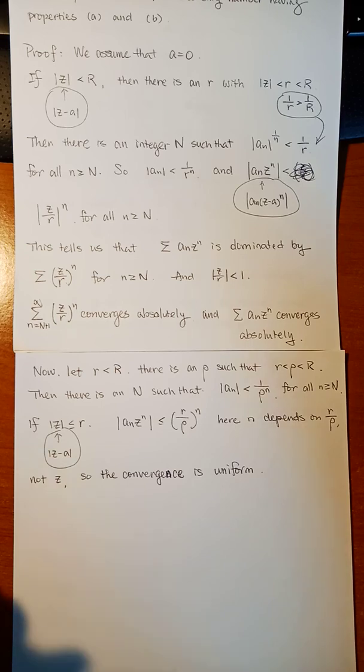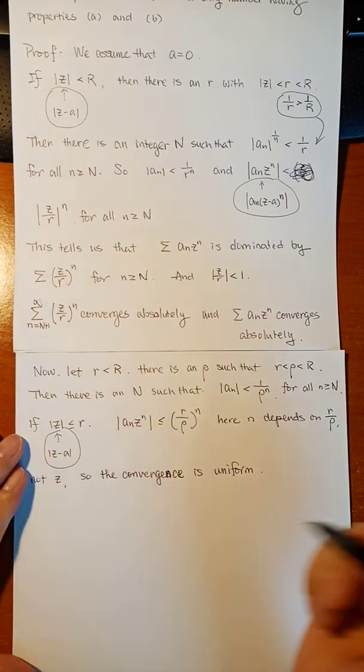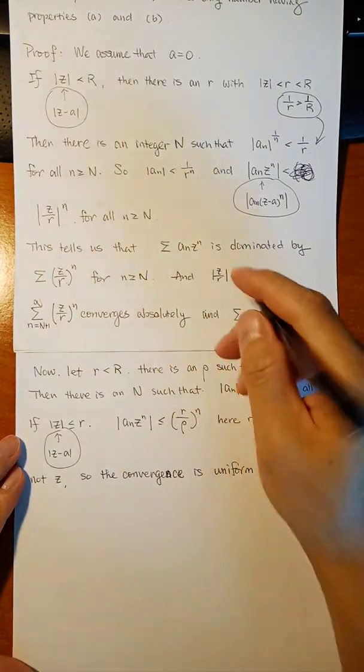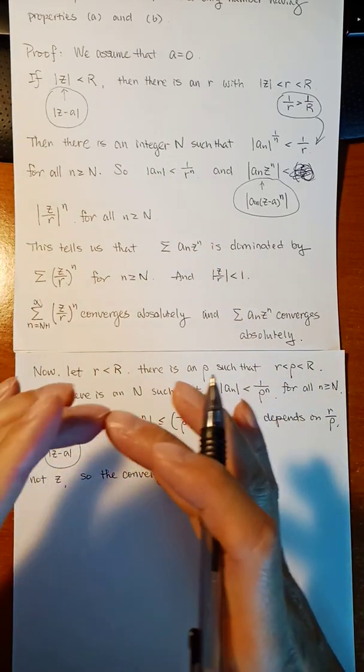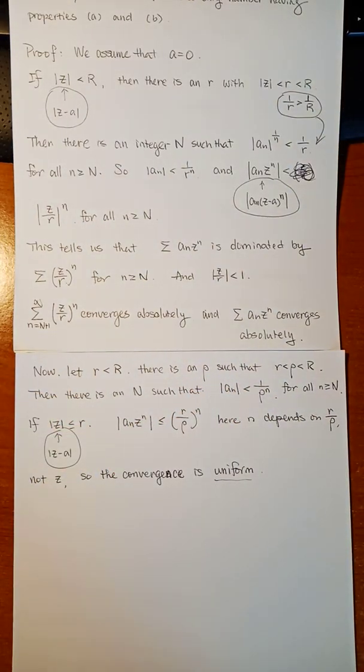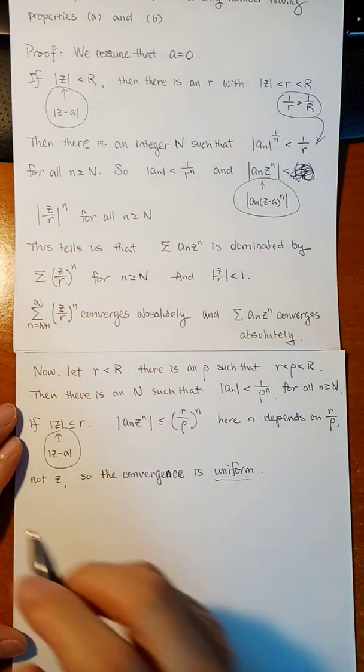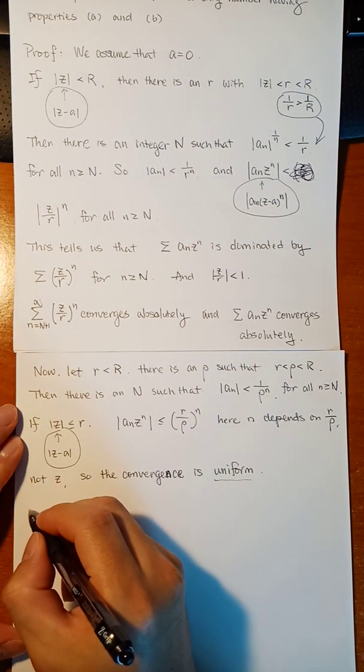All right. Okay. So that's part of C. For part C, we got the uniform convergence when you shrink the disk a little bit. Now let's see part B.